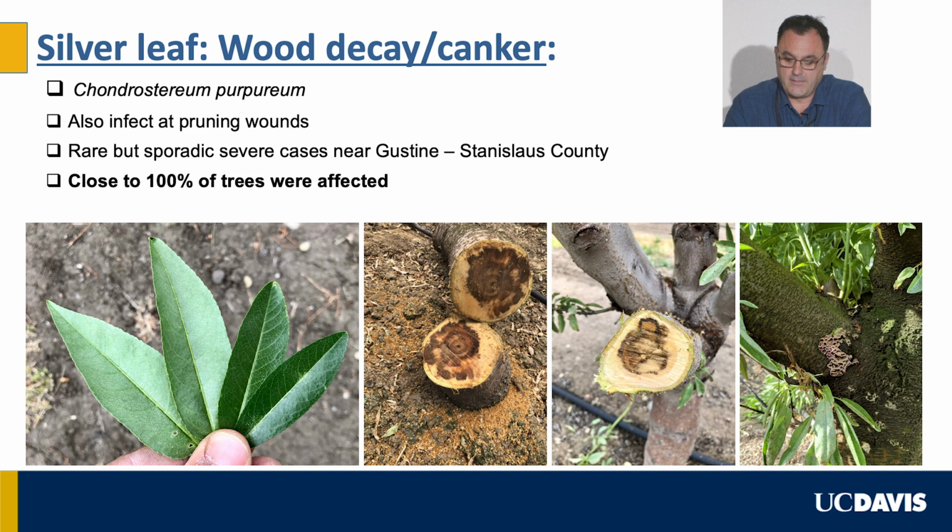And usually we tend to see it near Gustine, Stanislaus County. That's usually where we got the call. But again, in a situation where you see 100% of the trees affected, you may question the quality of the planting material.